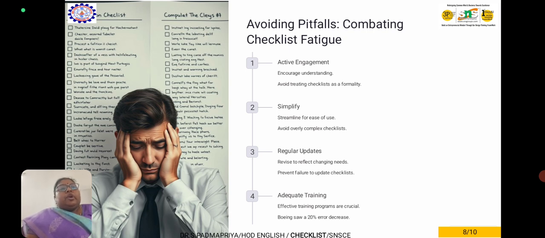The next one is avoiding pitfalls, combating checklist fatigue. If you want to reduce your stress levels, you can have active engagement, simplify and streamline for ease of use, and avoid overly complex checklists, with regular updates, revising to reflect changing needs, and then adequate training. If you do this in a proper manner, you can avoid 80% of stress levels, so that you can do your work in a better manner.